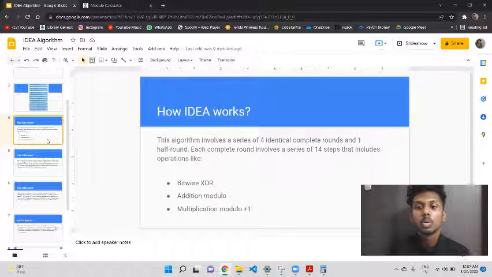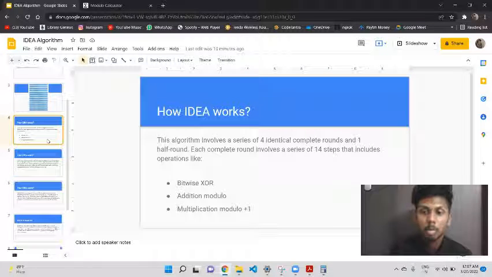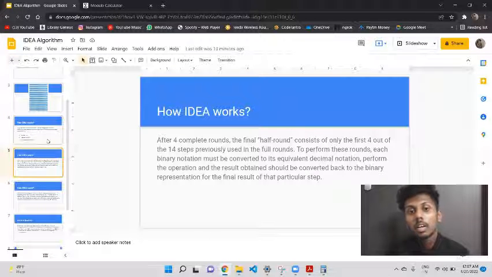Before we enter into the problem, we should know how this IDEA algorithm works. This algorithm involves a series of 4 identical complete rounds and 1 half round. Each complete round involves a series of 14 steps that includes operations like bitwise XOR, addition modulo, and multiplication modulo, plus 1. After 4 complete rounds, the final half round consists of only the first 4 out of the 14 steps previously used in the full rounds.